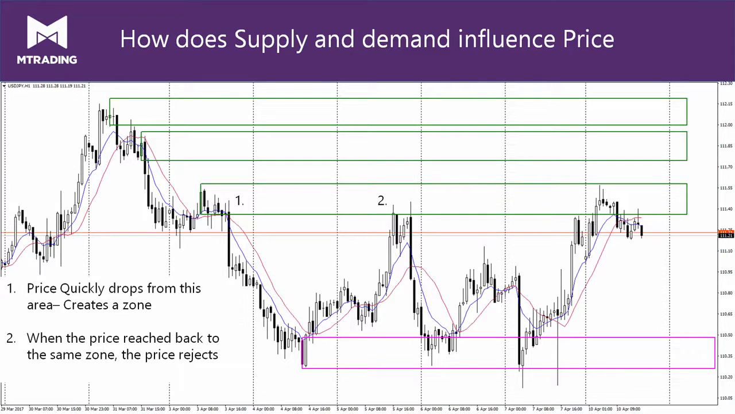As we can see from the chart, there are areas of previous buying and selling. So if we look at point 1, that's where they have been entering trades previously, then price quickly drops and creates a zone. Then we have point number 2, when the price reaches back to the same zone and it's being rejected. So it can be looked at as an example where they keep going back to an area, accumulating positions, and then there can be a longer term move or a quick move.